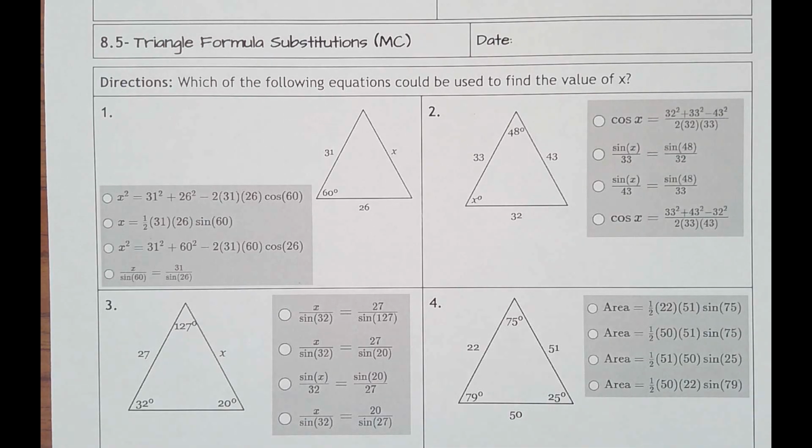And 8.5 triangle formula substitutions. These are all going to be multiple choice problems. So which of the following equations could be used to find the value of x? And so our options are going to be law of sines, law of cosines, the area formula.